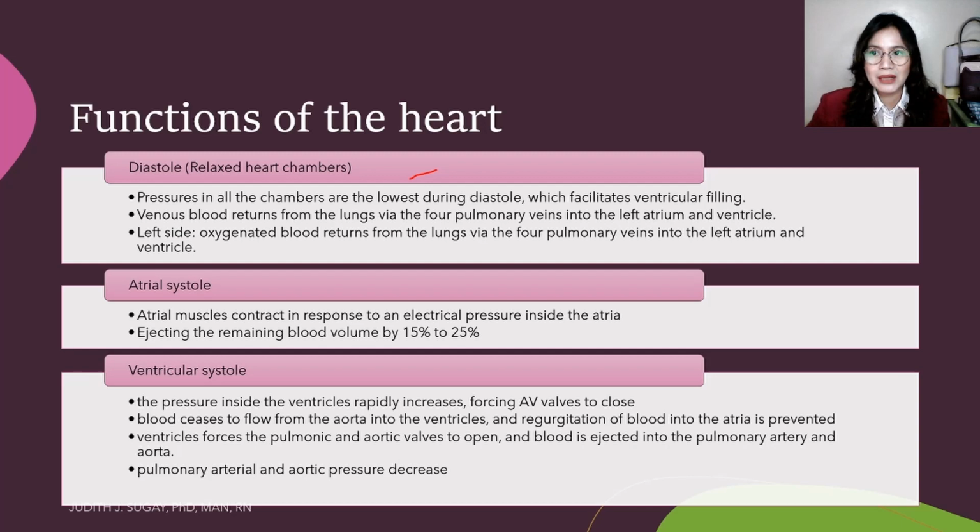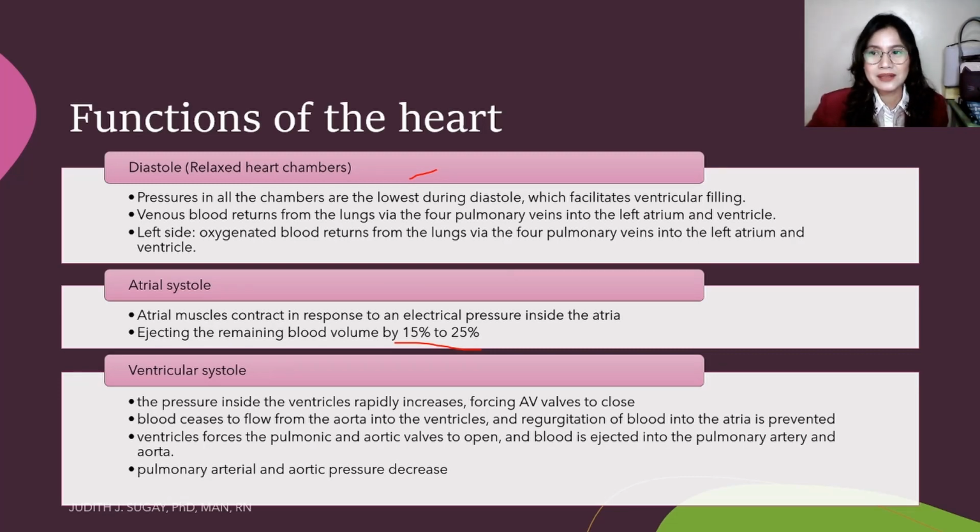Venous blood returns from the lungs via the four pulmonary veins into the left atrium and ventricle. So again, on the left side, we have oxygenated blood that returns from the lungs via the four pulmonary veins into the left atrium and the ventricle. Toward the end of the diastolic period, atrial systole occurs as the atrial muscles contract in response to an electrical impulse, ejecting how many percent? We have a blood volume of 15 to 25%, and this is sometimes referred to as atrial kick.